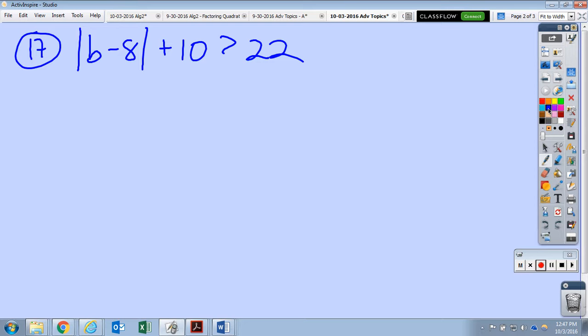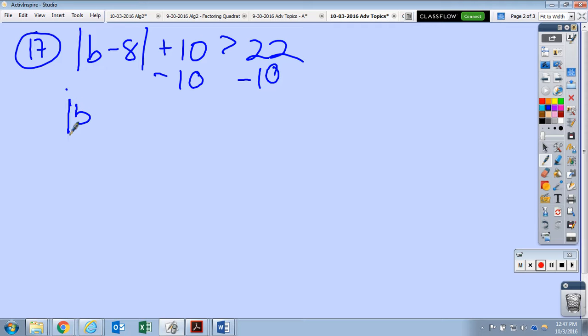Absolute value minus 22, and then right here. Hold on. Wait. Is it an or? Hold on. What's the first thing we do though? What's the first thing we do? Okay, can you do that?